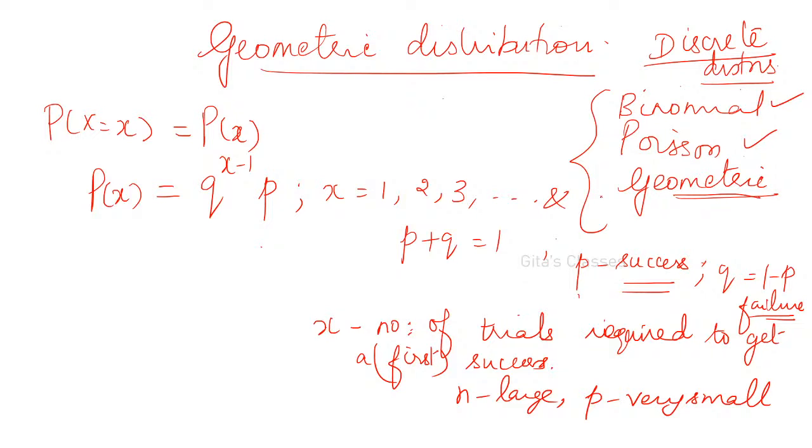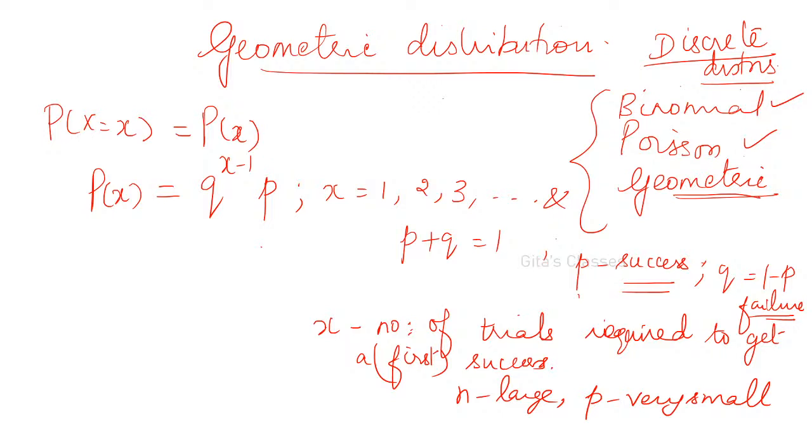Got it? Always the first success is p. The xth trial is a success, and before that x minus 1 trials are failures. Then you have to go for geometric distribution.